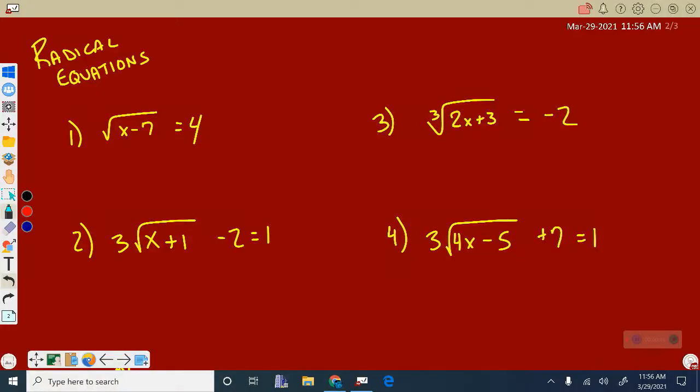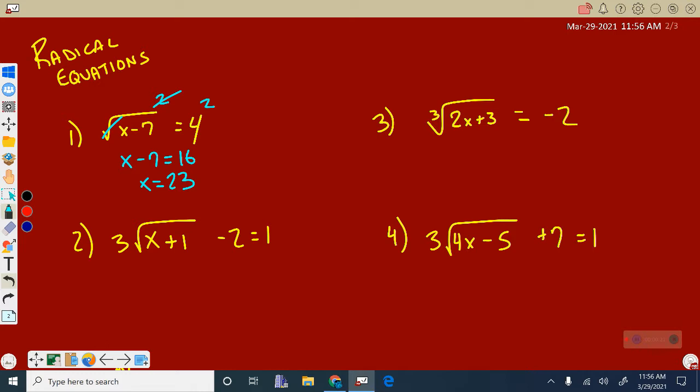Looking here to solve radical equations, basically we're trying to get everything out of a square root. So to get out of a square root, it means I've got to be squaring both sides. Square root and square cancel each other out, leaves you with x minus 7 equals 16, which gives you an answer of x equals 23 when you solve. Pretty straightforward, not too bad there.